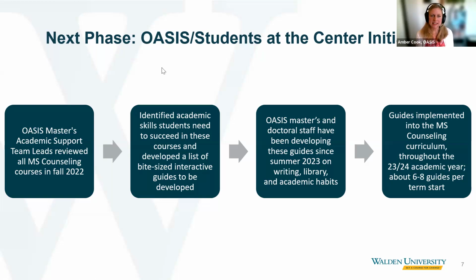So once we developed that list, the staff within the master's team, and then later also our doctoral vertical within OASIS, had an interest in developing these as well. We started developing these guides in chunks. So we identified the courses that we wanted to hit first, and then the skills that we needed for those courses. And then we developed those guides to go alongside that. So every term we developed another 6 or 7 guides for the new term start, and then we'd hit it again for the next term.